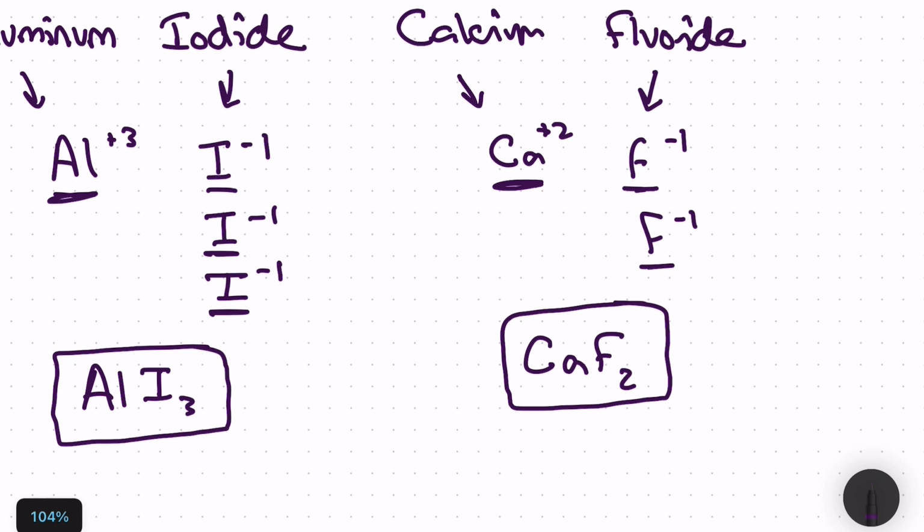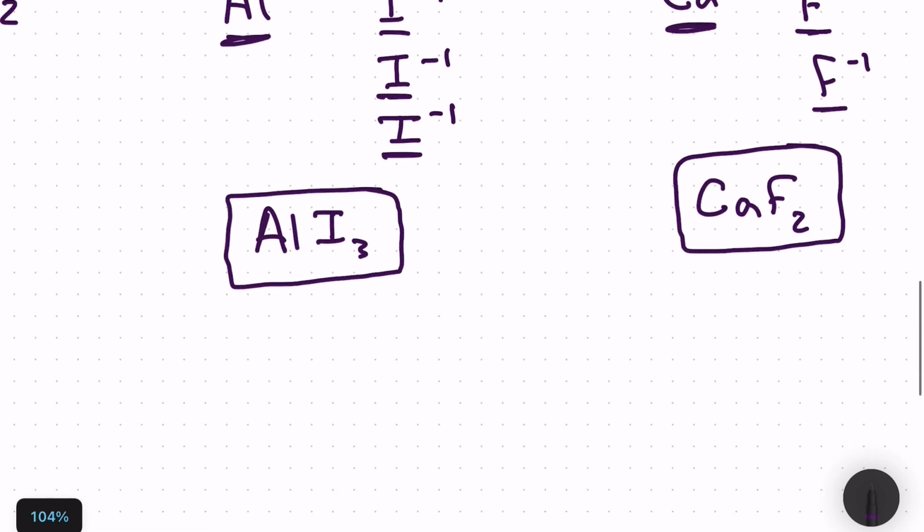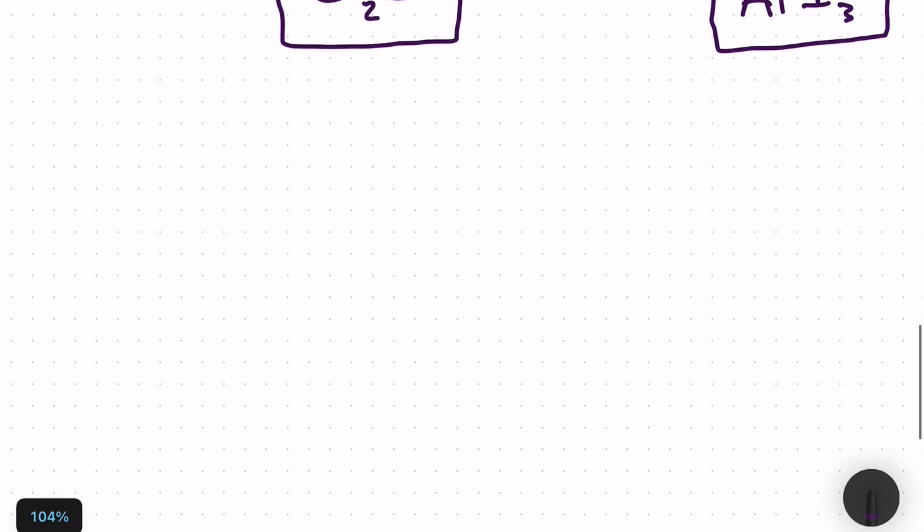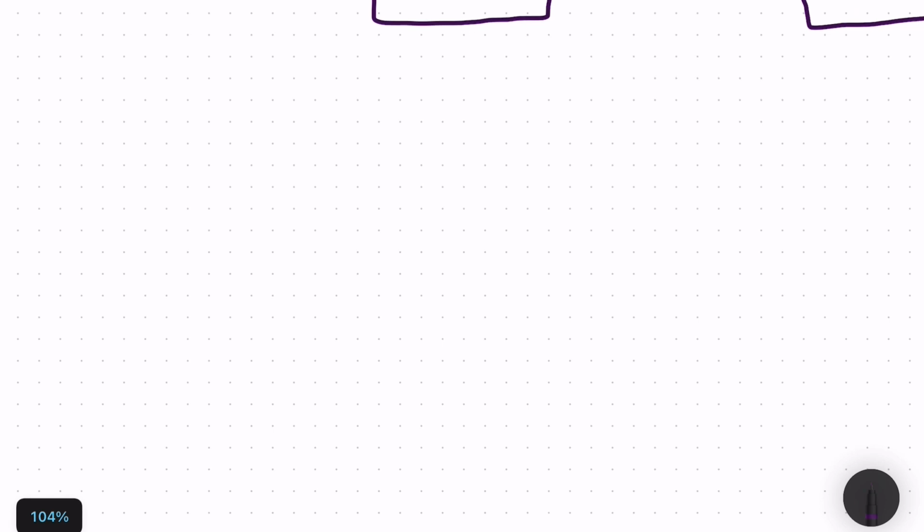The last part of this we're going to do is look at 2 examples that are just a little bit more complex than that, and then you'll have everything you need to get started working with these on your own. So the first one we're going to do here is aluminum sulfide.